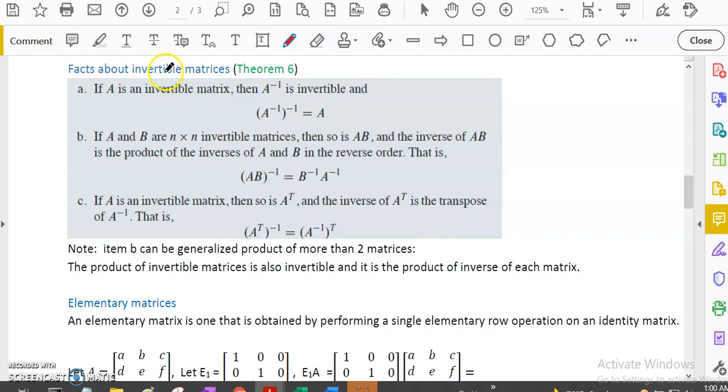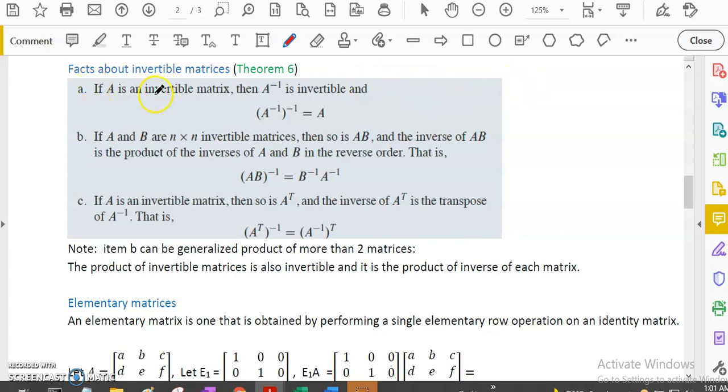Oh, and one thing that I didn't mention is that the inverse matrix is only available for a square matrix, meaning n times n, because the identity matrix is always a square matrix. So you can only have an identity matrix if you have a square matrix, so A must be n times n. If you have a 2 by 3 matrix, there's no inverse.